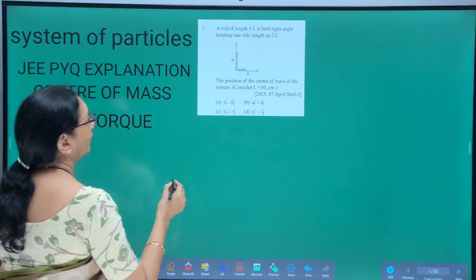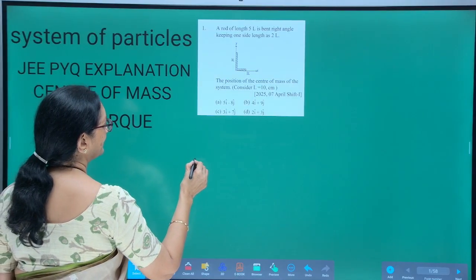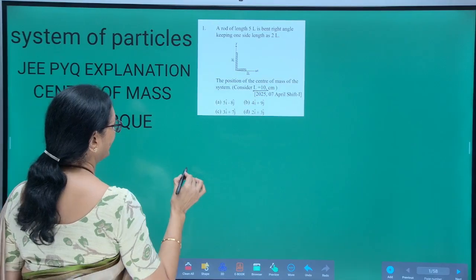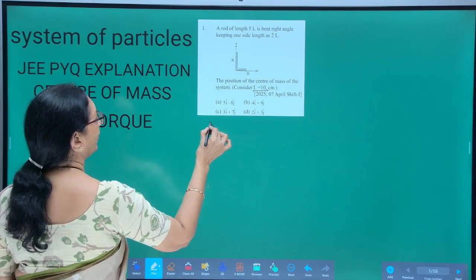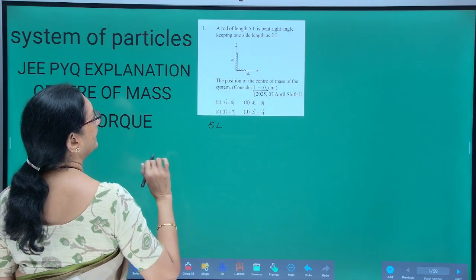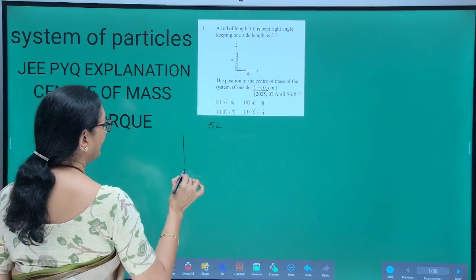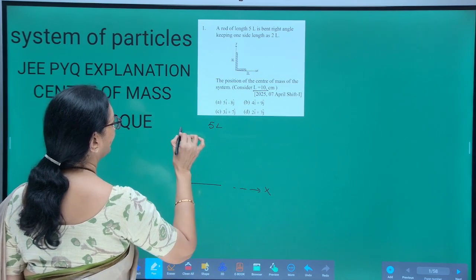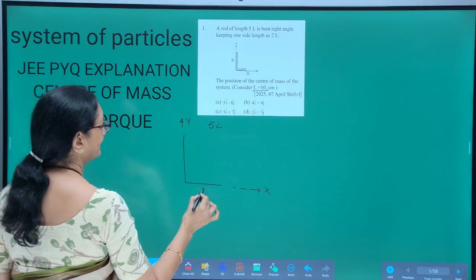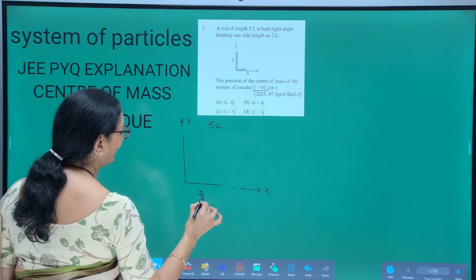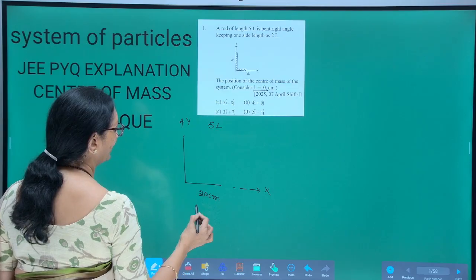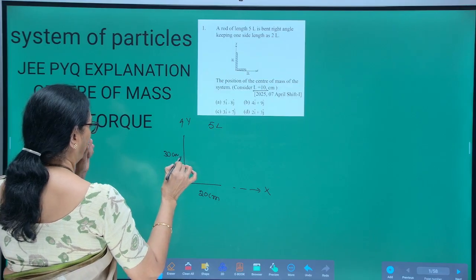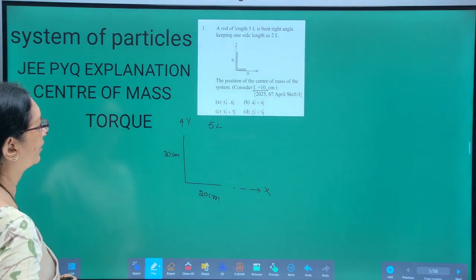Consider length of the rod as 10 centimeters. So, consider L as 10 centimeters. The total rod length is 5L, that is 50 centimeters. See here, this is along x axis and this is along y axis. Along x axis 20 centimeter long rod is placed and along y axis 30 centimeter long rod is placed.